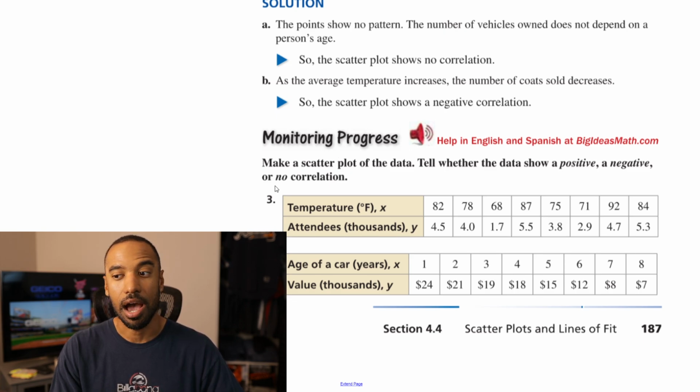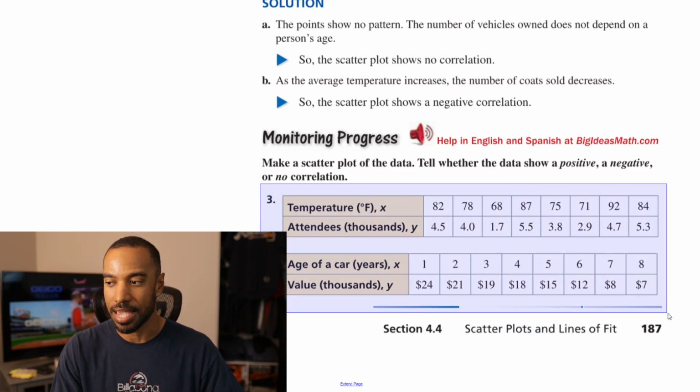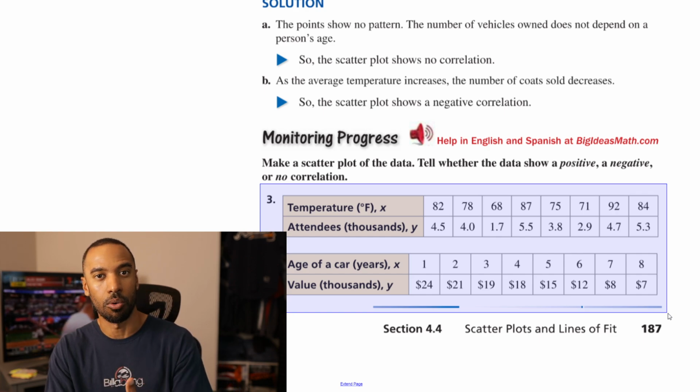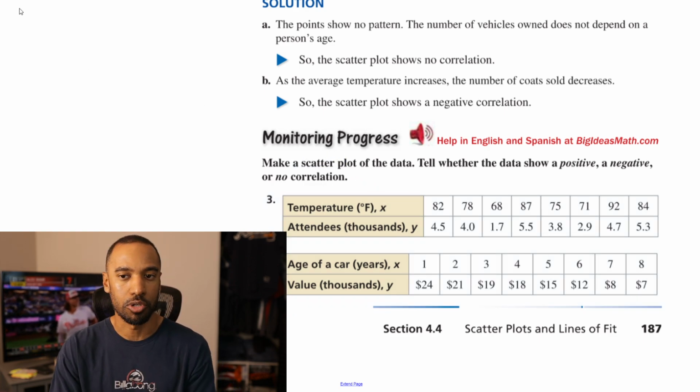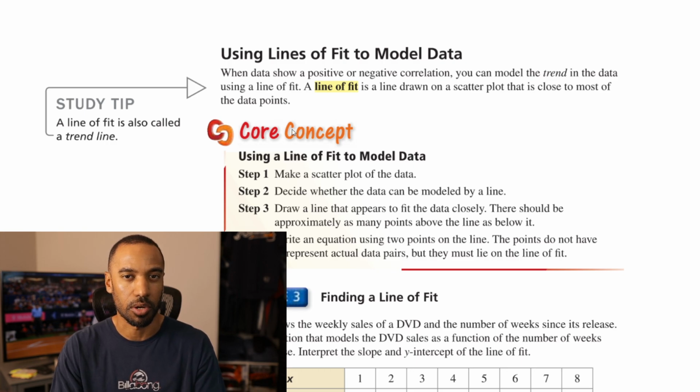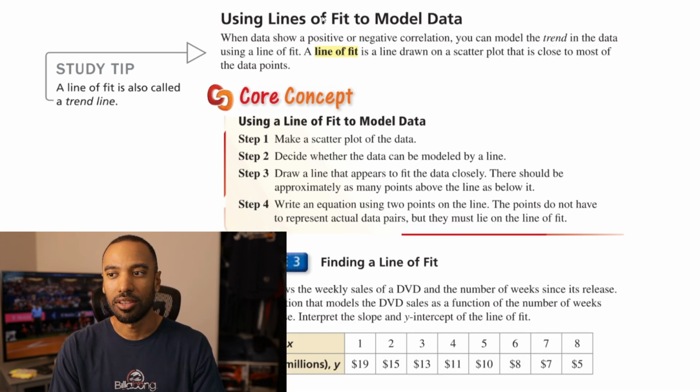I'm going to skip these. However, I will state that these ones aren't yet graphed, so we're going to have to make our own graph. When they say make a scatter plot, we're going to have to plot our own points. So I'm sure in my own example, or in the problem set, we're going to have to do something like that.